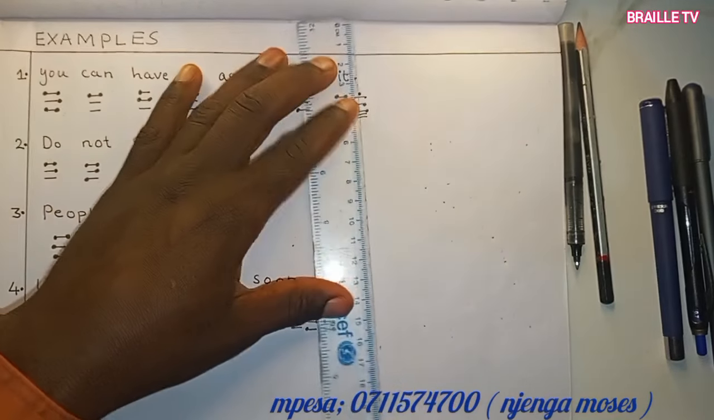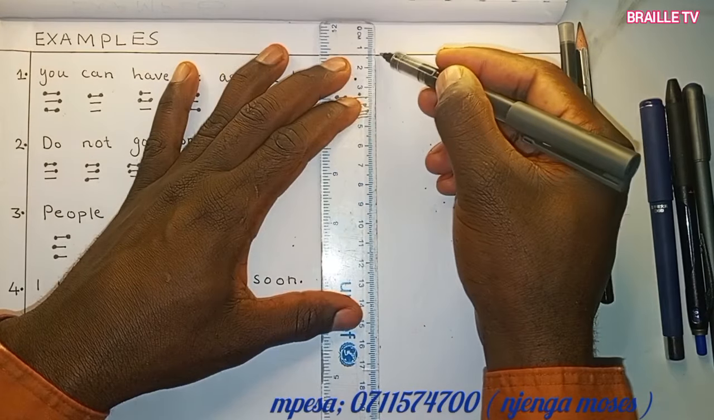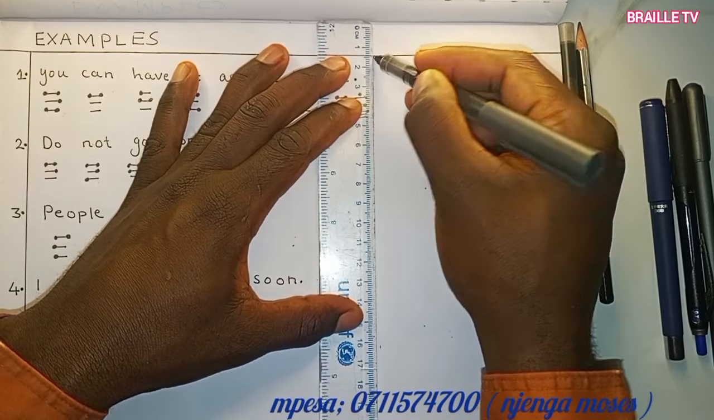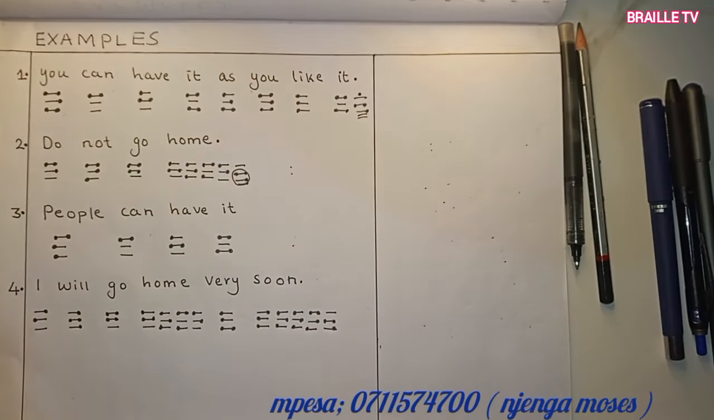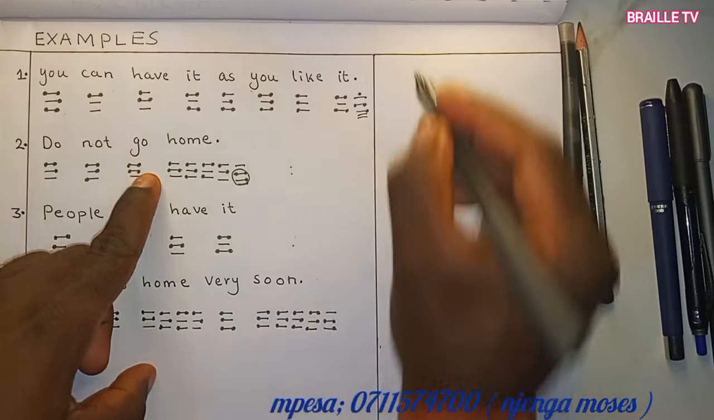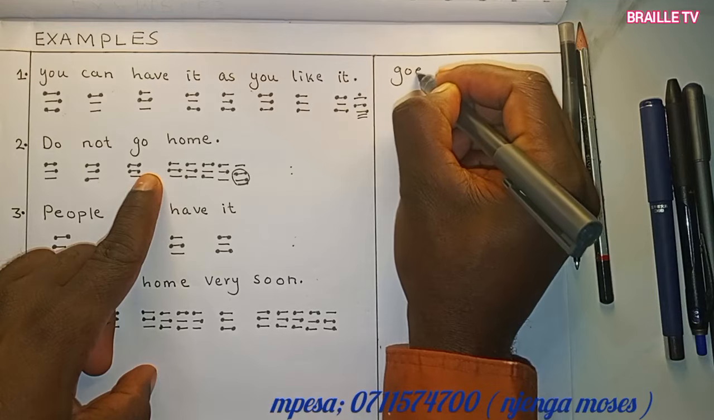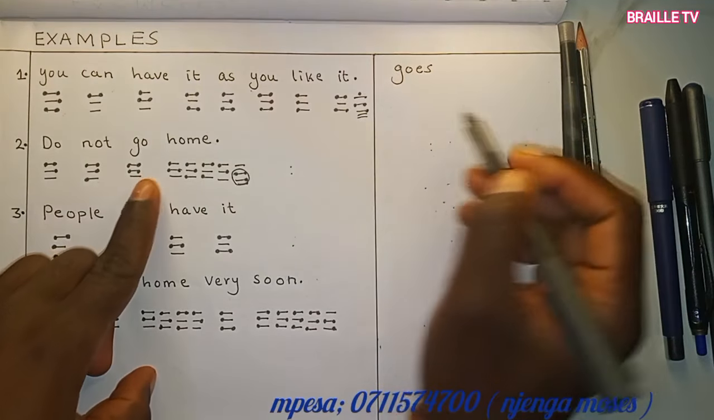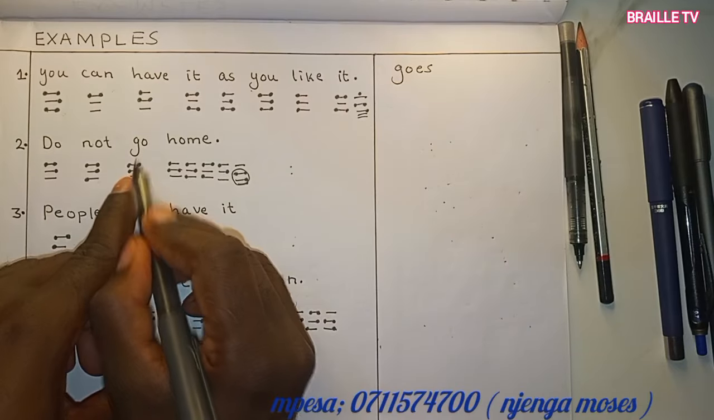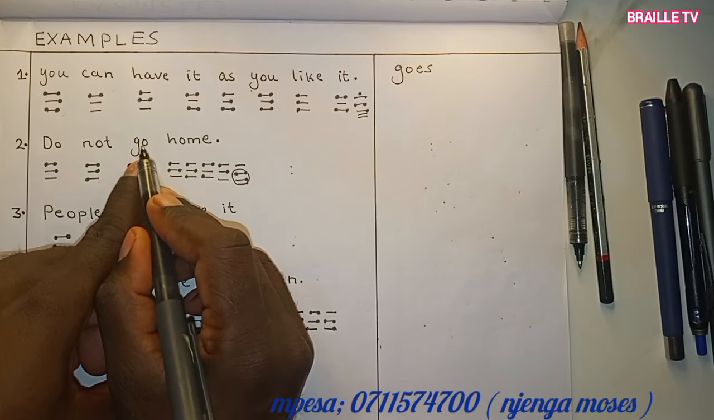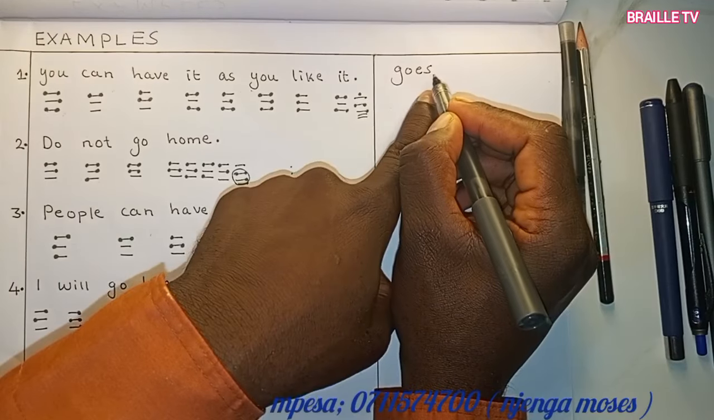For example, let me come up with some examples whereby we don't use these word signs. Remember, these word signs are used when they are a whole word. For example, the word go. Let me come up with an example like goes, okay? You can see we said go, it is just alone, stand for go. And we have a word goes here, okay?